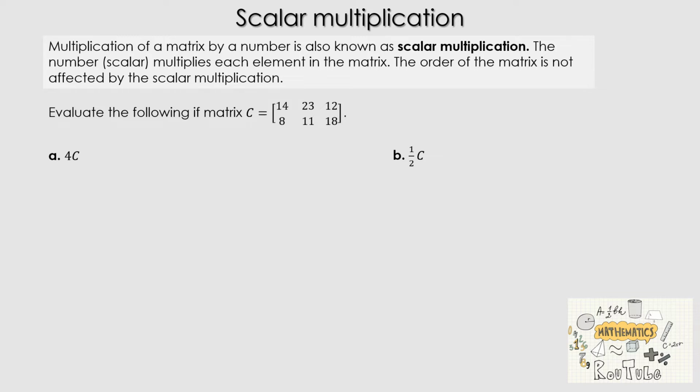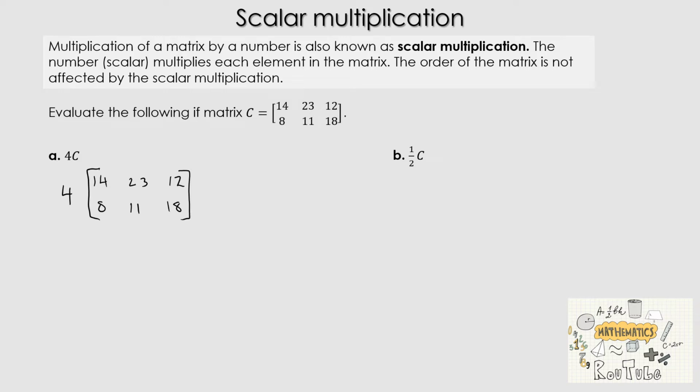So let's have a look at these two examples here. Evaluate the following if matrix C equals. All right, so here we can hopefully see that we've got a 2 by 3 matrix, which therefore gives us 6 elements inside of that matrix. So evaluate 4C. Essentially what it is asking us to do is our scalar is 4. So here we've got 4, and then inside our matrix, we've got 14, 23, 12, 8, 11, and 18.